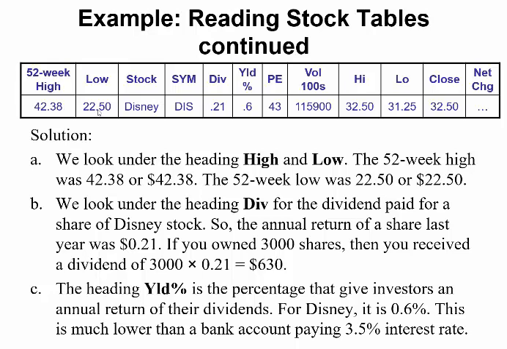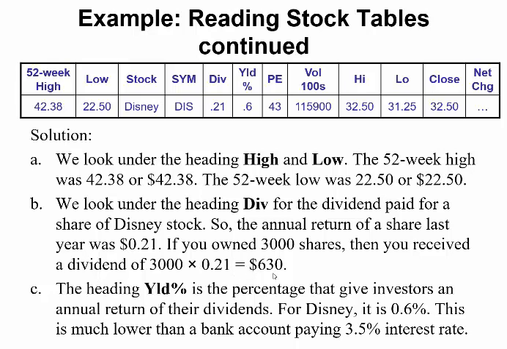All right, so dividends. Remember, we own 3,000 shares. If we look under the heading Div for the dividend paid per share for Disney stock, the annual return of a share last year was 0.21. So if you owned a single share, at the end of the year they gave you 21 cents. That's what this is saying. So if you owned 3,000 shares, then you received a dividend of 3,000 times 0.21.